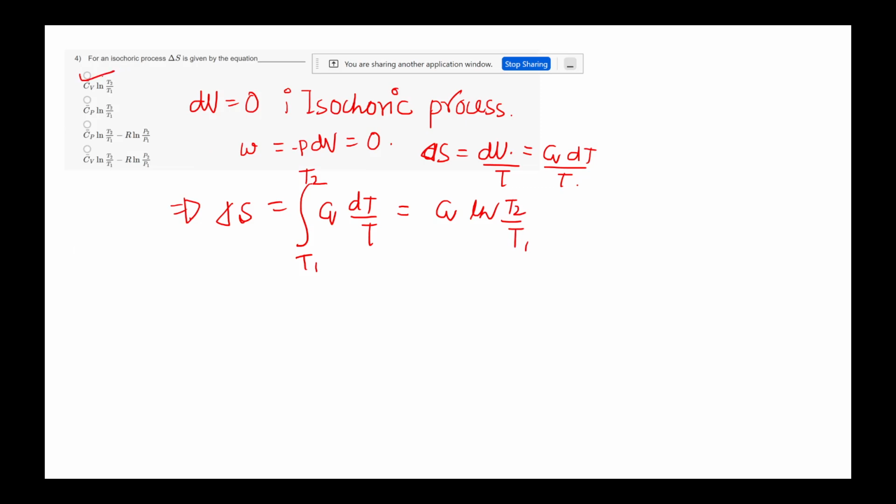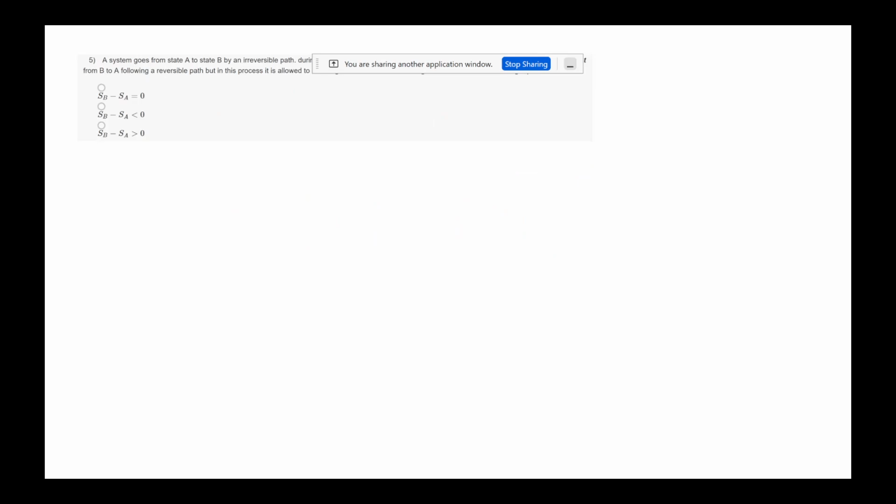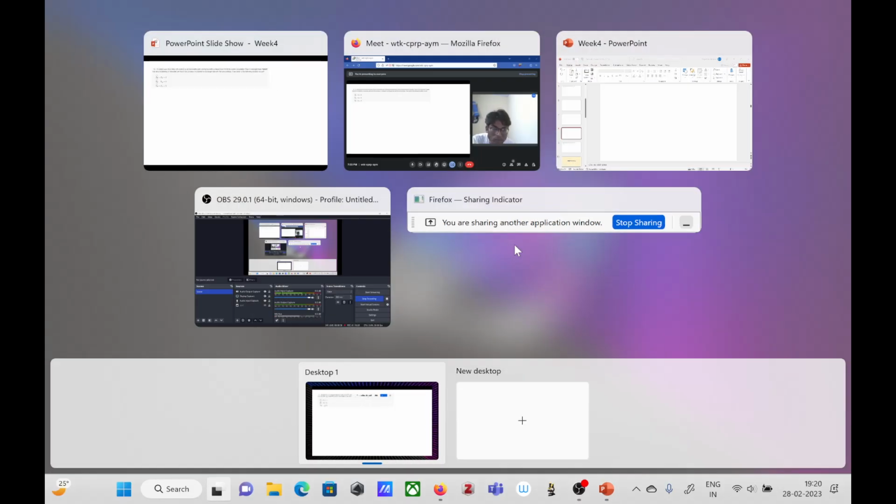So it's quite an extension of the previous problem. It's quite easy. For an isochoric process, you know that dV is equal to 0, so minus P dV will be 0, so there will be a change in entropy only due to the change in internal energy, and that will be Cv ln T2 by T1. Okay, let's go to the next problem.